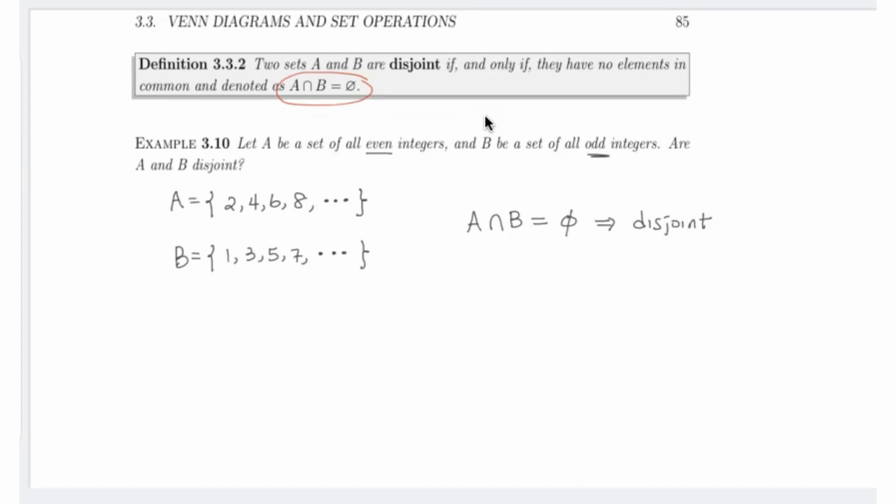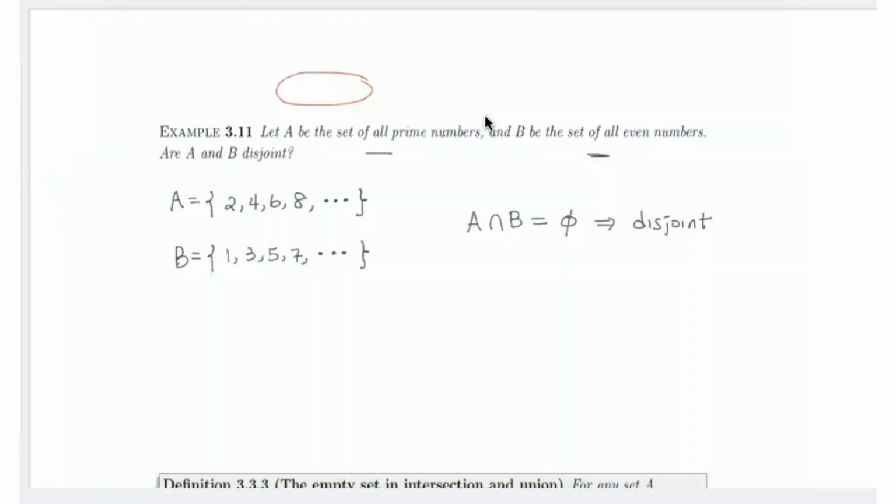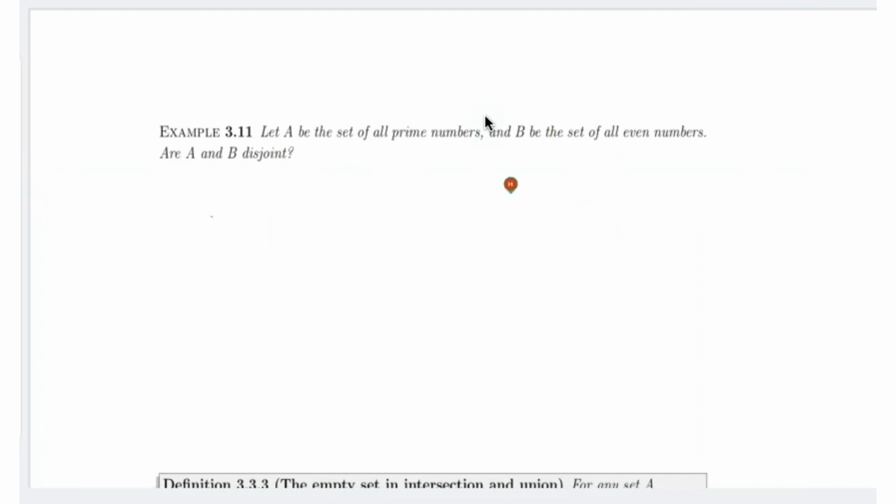All right, I want to try the next example, example 3.11. Here's another set. Set A is the set of prime numbers. Set B is the set of all even integers. Are they disjoint?